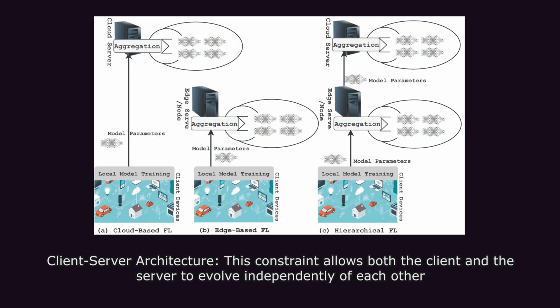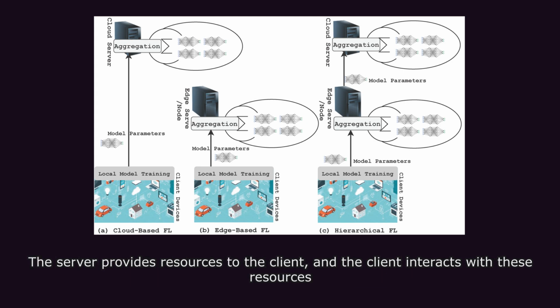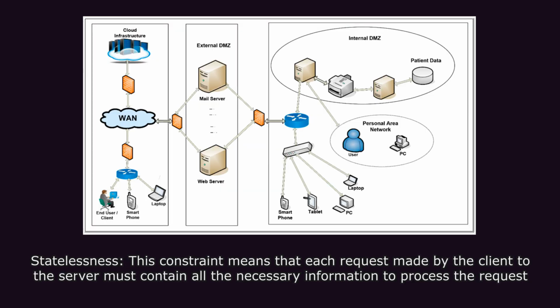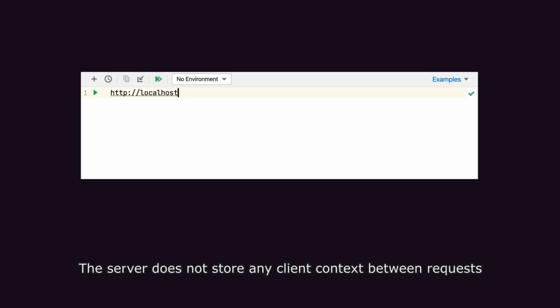Client-server architecture. This constraint allows both the client and the server to evolve independently of each other. The server provides resources to the client, and the client interacts with these resources. Statelessness. This constraint means that each request made by the client to the server must contain all the necessary information to process the request. The server does not store any client context between requests.